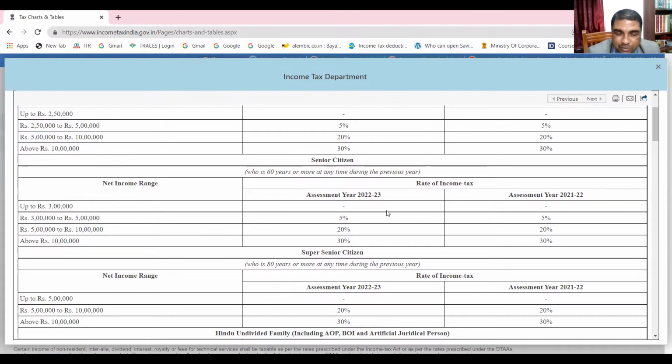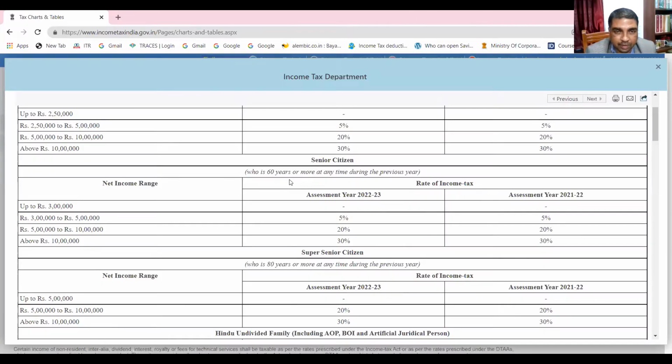Who is a senior citizen? Anyone who has attained 60 years, or who is more than 60 years, at any time during the previous year. Okay, understand it carefully. At any time during the previous year. That means if someone attained the age of 60 even on the last date of the previous year, on 31st March, then also he will be a senior citizen for the entire year. It's not proportionate. Tax rates will not apply on that basis. That means if at any time he has attained the age of 60 years, then tax rates will be different. Is it clear to you? Yes, sir.